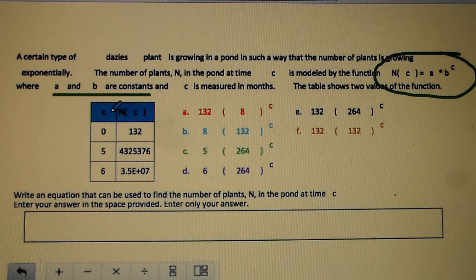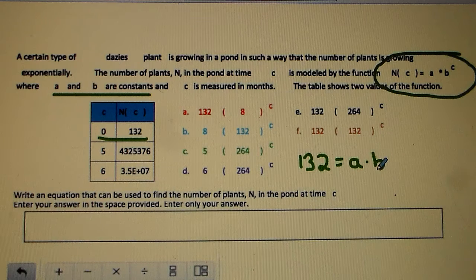So the output of the function after 0 months, there's 132 daisies. So when we put 0 in for c, we get an answer of 132. I'll try explaining it a little bit differently. So my output, I get 132 daisies, is equal to a times b to the power of 0. B to the power of 0 is really just 1. So a times 1 is really just a, but I'll write it out anyway.